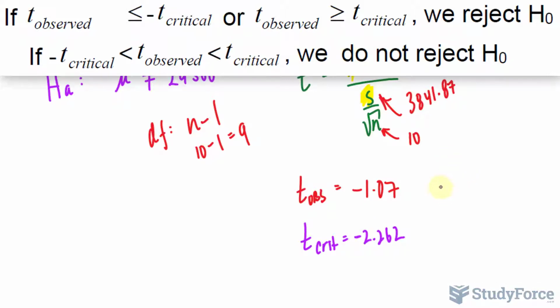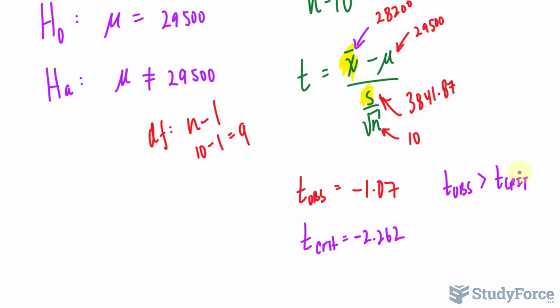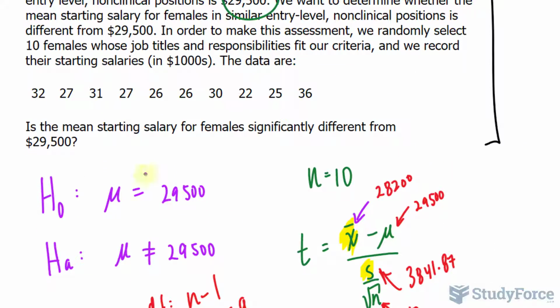As you can see, that t observed is greater than t critical. When that's the case, using the t-test, you do not reject the null hypothesis, which means that the salaries are not any different than what the industry standard is at 29,500. There's insufficient evidence at 0.05 that they are any different.